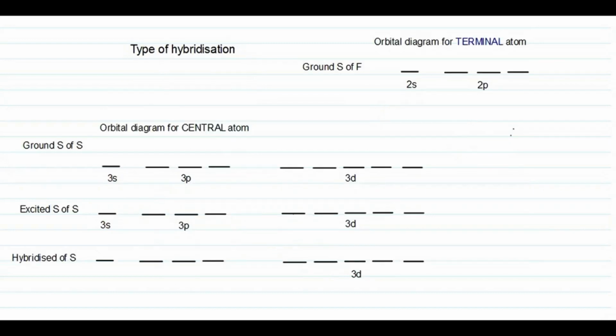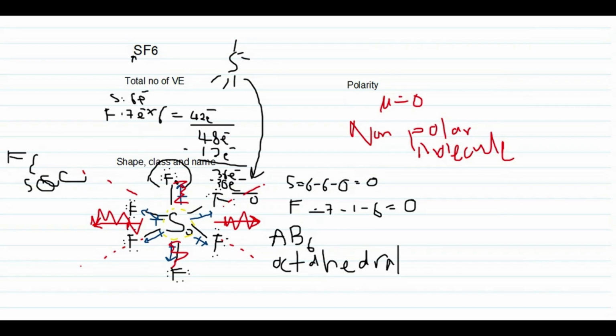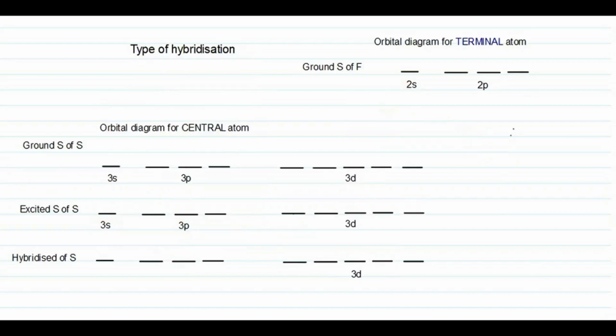Now, in order for you to determine the type of hybridization, it depends on how many bonding pairs that they make. So here it makes 6 bonding pairs because AB6, right? 1, 2, 3, 4, 5, 6. Hence, the type of hybridization that happens at the central atom is sp3d2.